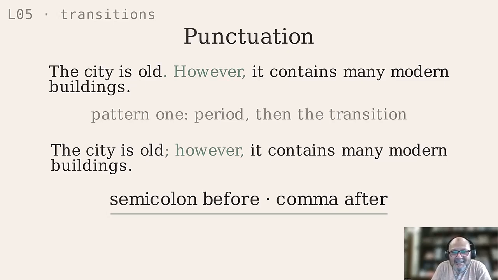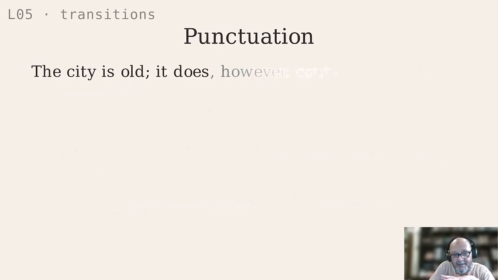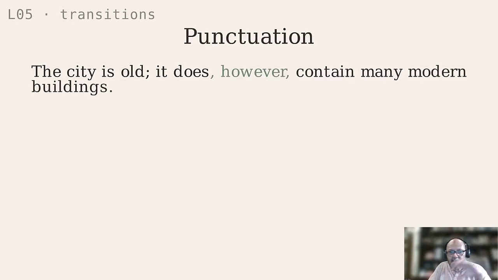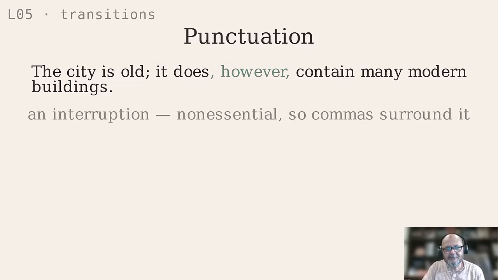All right. A transition can also appear as an interruption in the middle of a sentence. For example, the city is old. It does, however, contain many modern buildings. The word however interrupts the sentence because it is non-essential. It is surrounded by commas. You can remove it and the sentence still works, right? The city is old. It does contain many modern buildings, right?